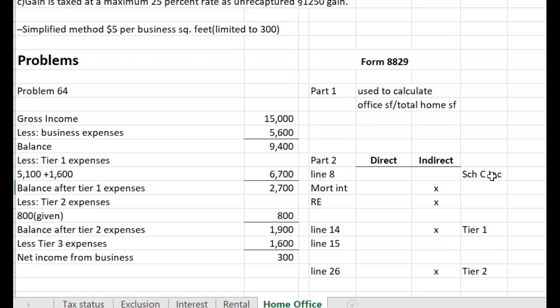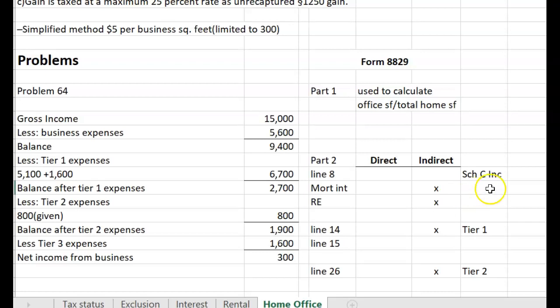Okay, now we would take the Tier 1 expenses. In this case, they told us the total amount already allocated to the business, which they calculated by taking the total mortgage interest and the total real estate taxes and multiplied it by the percentage in Part 1, and they actually calculated for real property taxes $1,600, and that would be put into the indirect for mortgage interest, and the real estate would be the indirect on the form 8829. So that would be your tier 1.